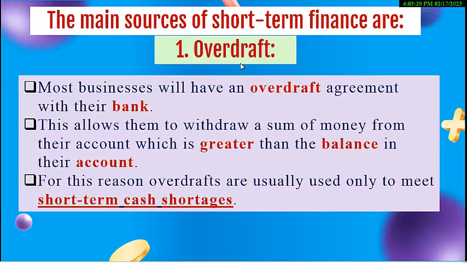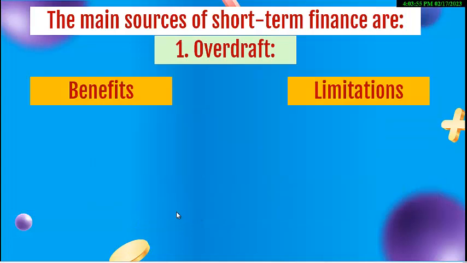The first source is the overdraft. The overdraft is considered a bank loan, but the difference is that it's a short-term one. This allows the businesses to withdraw a sum of money from their account which is greater than the balance of their account. For this reason, overdrafts are usually used only to meet the short-term cash shortage. That's why we always link the overdraft as a source to finance the short-term cash shortage.